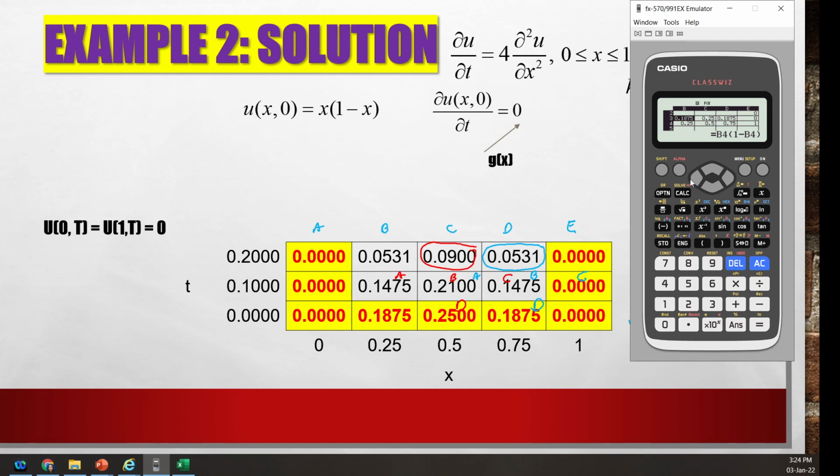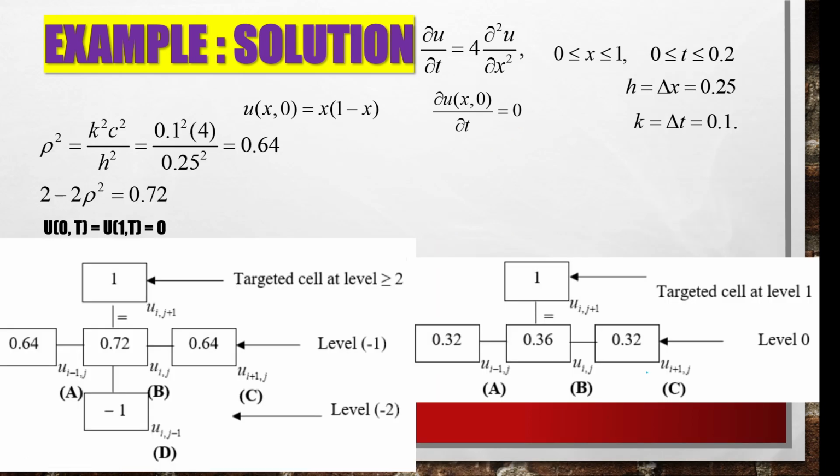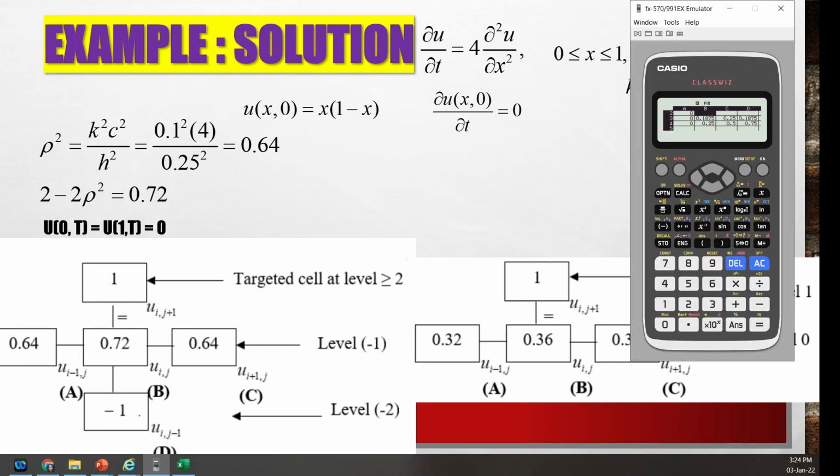Okay, now we move to the cell B2. This is column B, row 2, B2, to calculate U11. Okay, to calculate U11, using this molecule 0.32. So B2 here is to calculate the cell U11 in the spreadsheet menu. Using the 2-level molecule, so alpha equal 0.32.